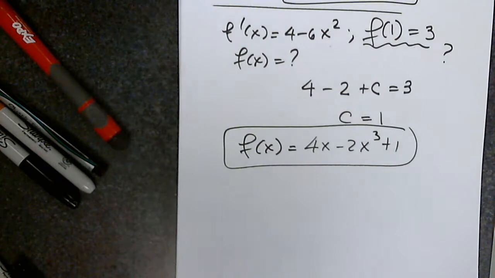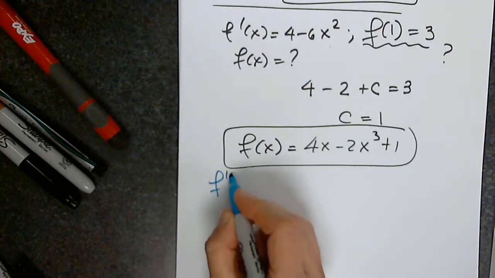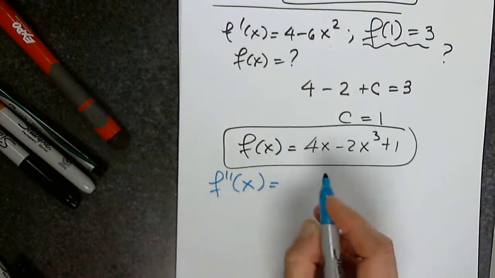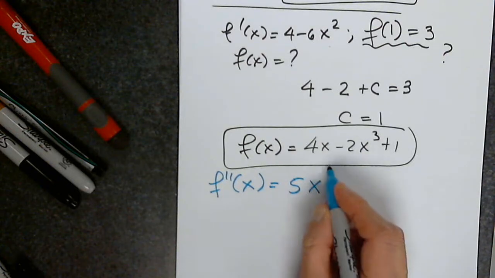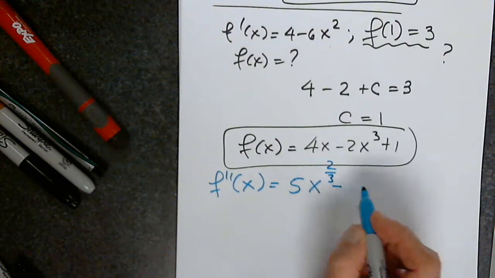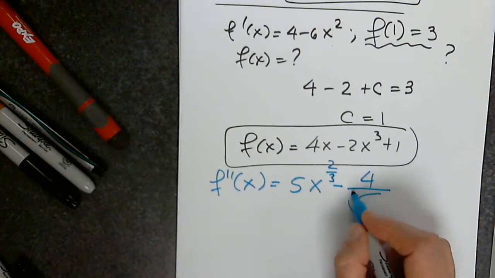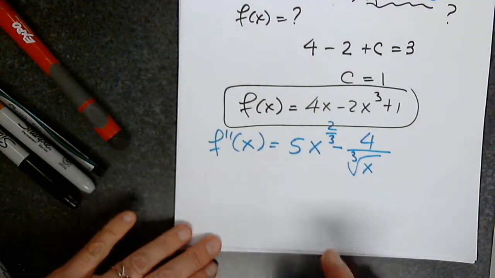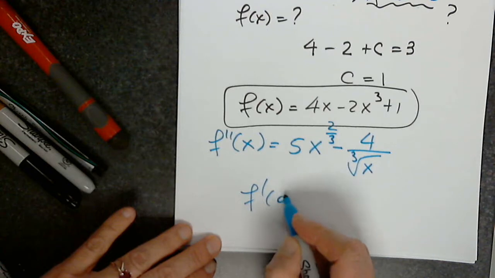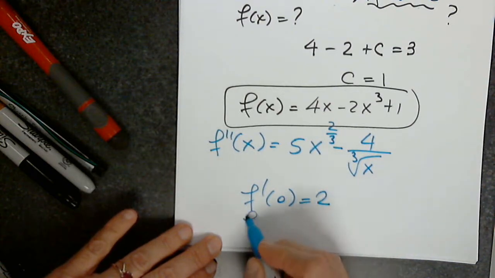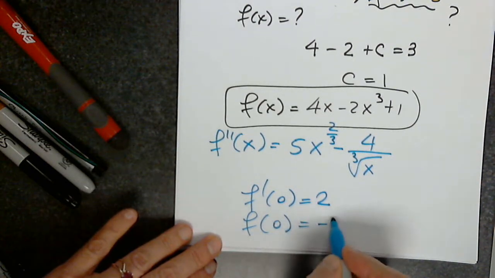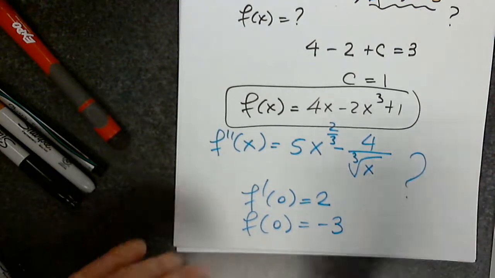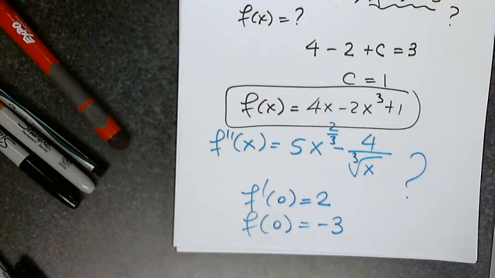Okay, so let's look at this time I'm given the second derivative: 5 times x to 2/3 minus 4 over the cube root of x. And I'm given two conditions now. f prime of 0 is 2, and f of 0 is negative 3. What am I asked to do? The same question. Find f of x.